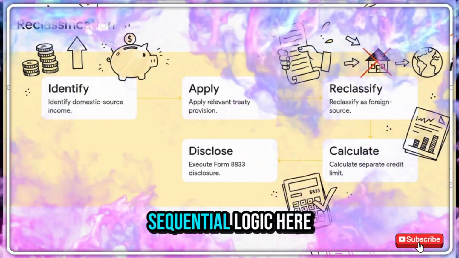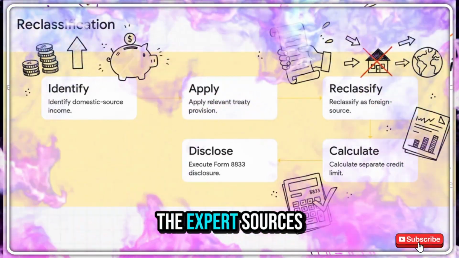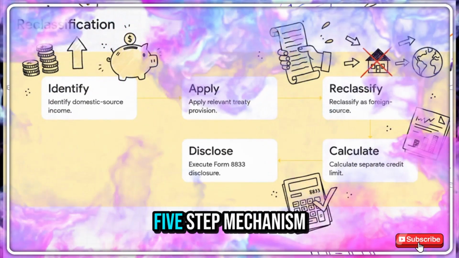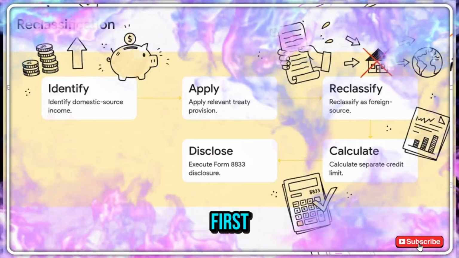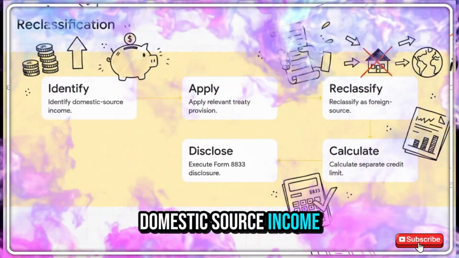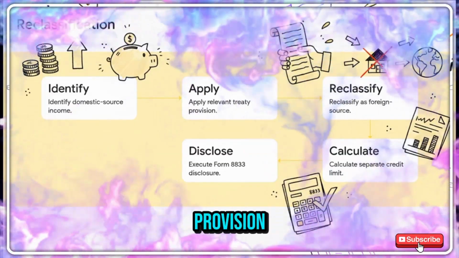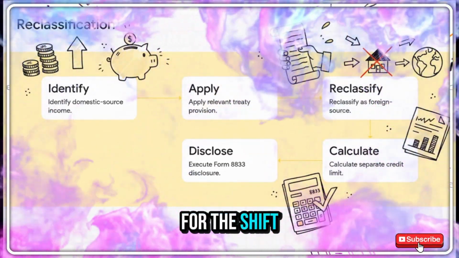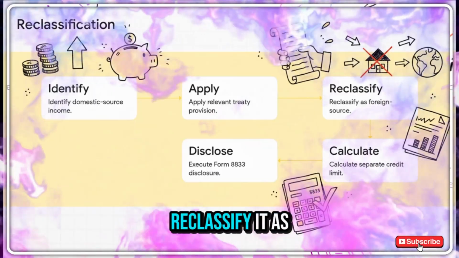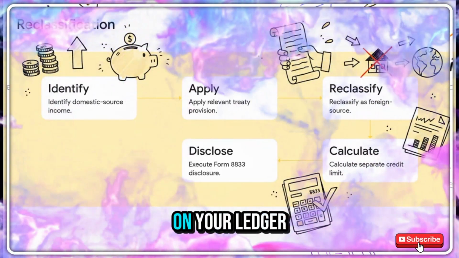Breaking down the sequential logic here, the expert sources lay out a precise 5-step mechanism. First, you identify the domestic source income. Second, you rigorously apply the specific treaty provision that actually allows for the shift. Third, you formally reclassify it as foreign source on your ledger.